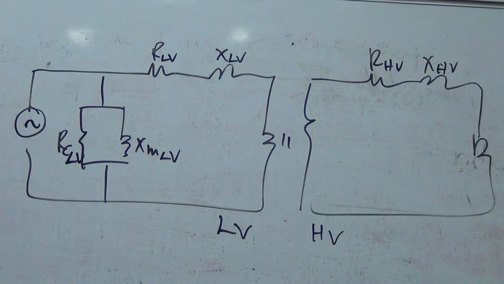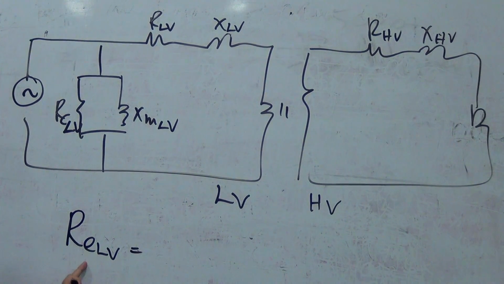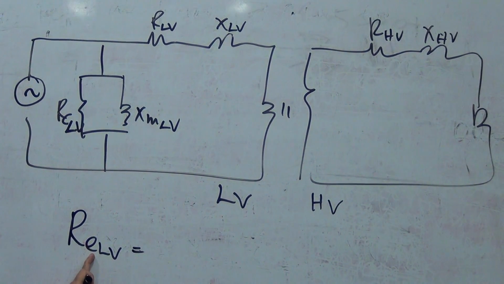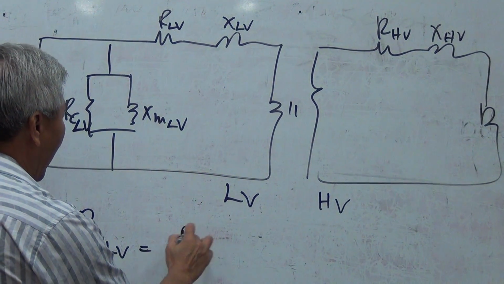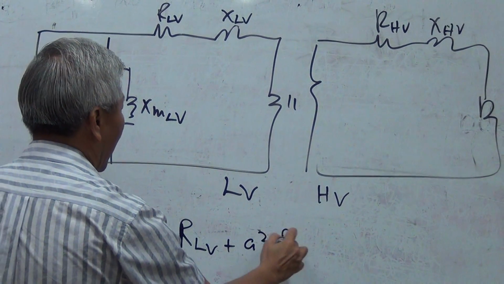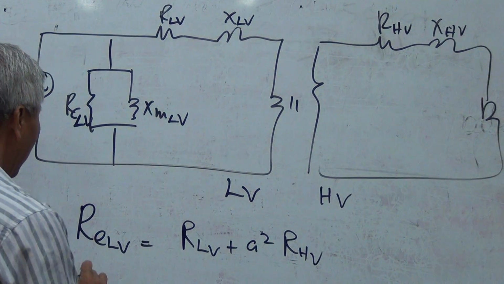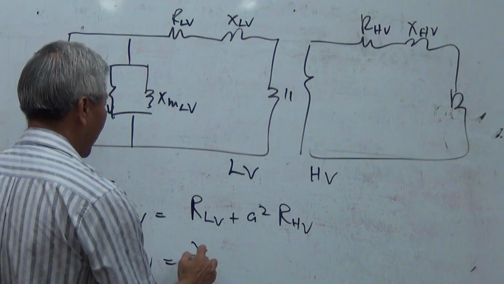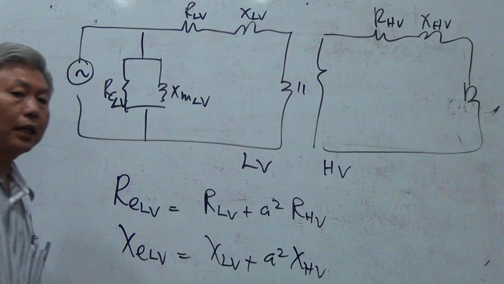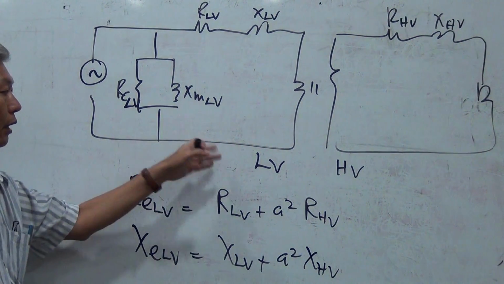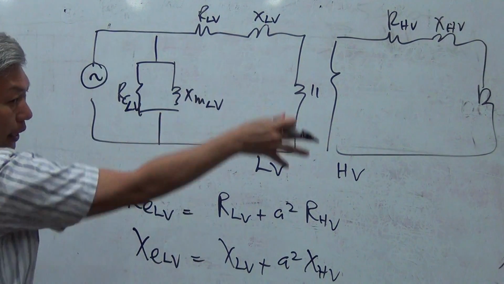Right? So now let's say I want RELV. That means I want the equivalent. Remember the combination? So this is my RE1, because this is my 1, right? I want RE1. So that will be what? If you recall, my RLV plus A squared RHV. Remember? R1 plus A squared R2. Okay, and I want XELV, that's XLV plus A squared XHV. Can you see the parallel between 1, 2 and this LV HV thing? Should be, right?